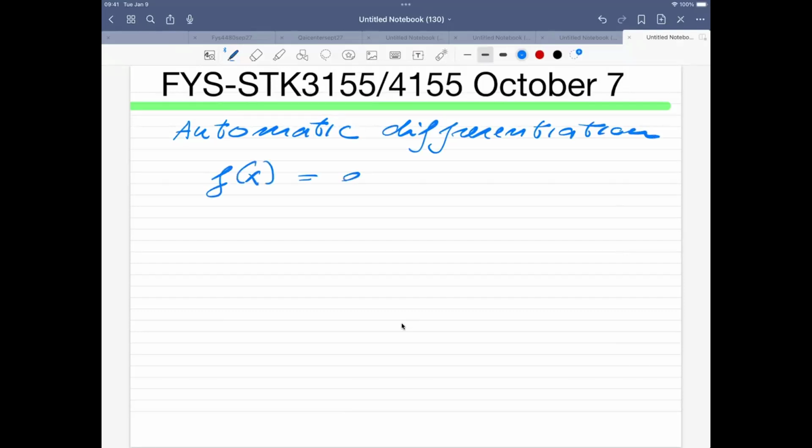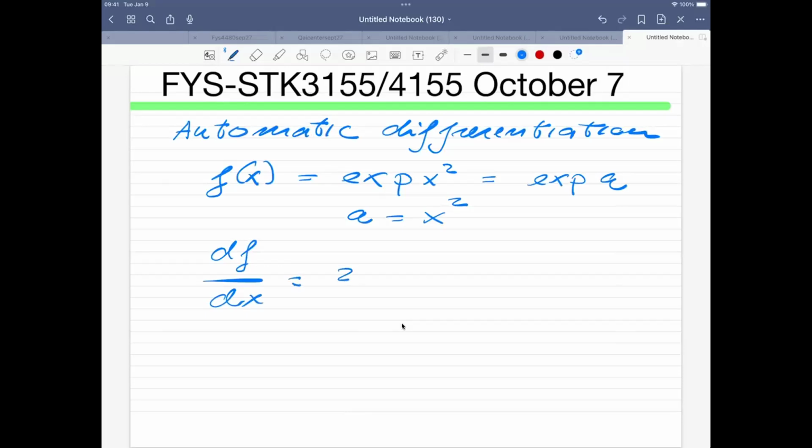Let's just pick a function f of x equal to the exponential of x squared, which we can rewrite as the exponential of a, where we have defined a equal to x squared. Then if we take the derivative df of dx, we know that this should be equal to 2 times x times the exponential of x squared, which we can rewrite as 2 times x times the exponential of a. So this sounds pretty trivial.